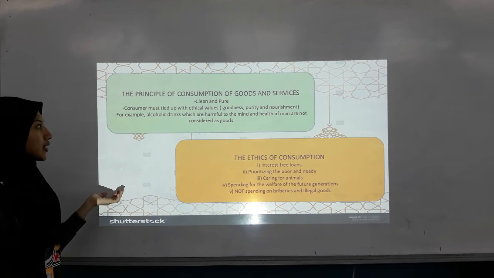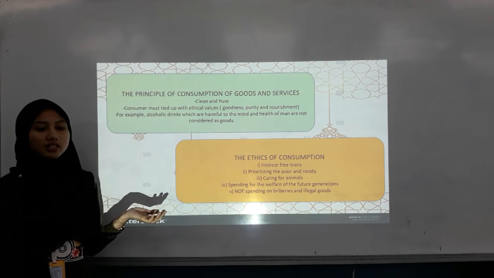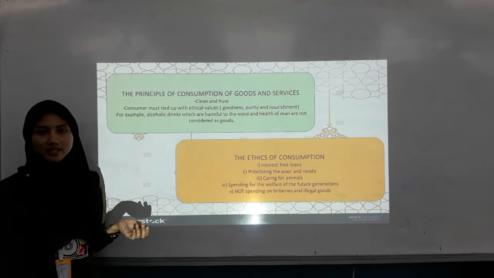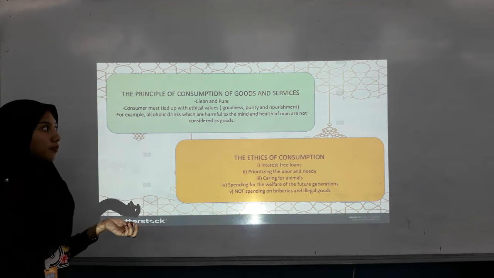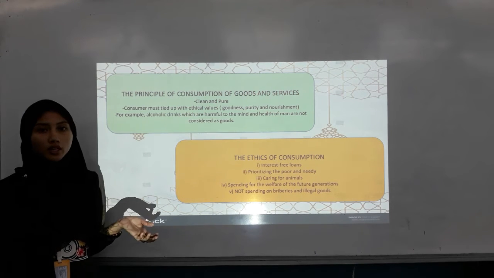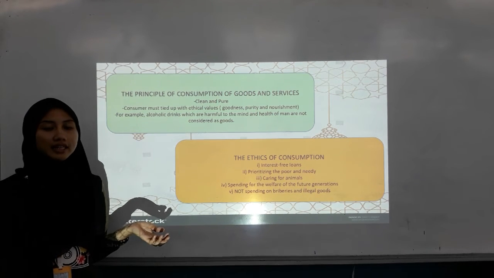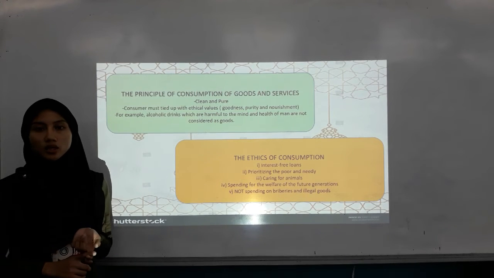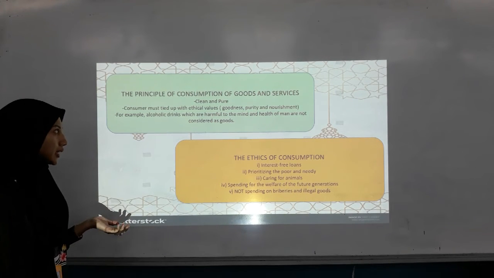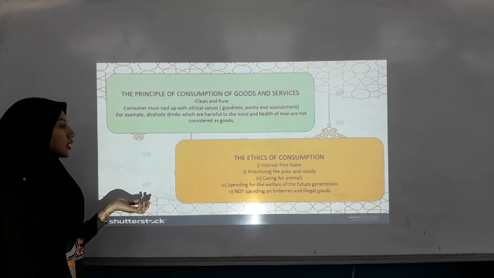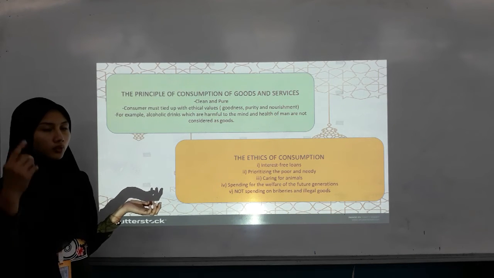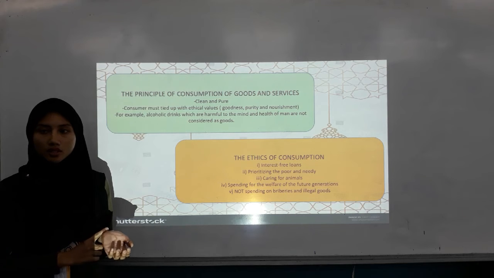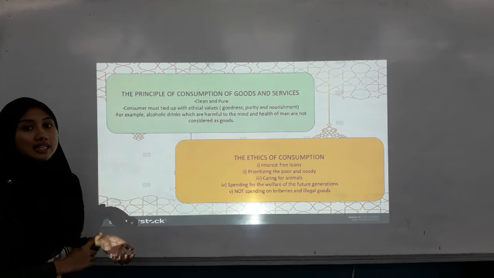The third factor is the principle of consumption of goods and services. The consumption of goods and services must be clean and pure, and the consumer must be tied to ethical values, which are goodness, purity, and nourishment. For example, alcohol, which is harmful to the mind and the health of men, is not considered a good because it is prohibited in Islam.